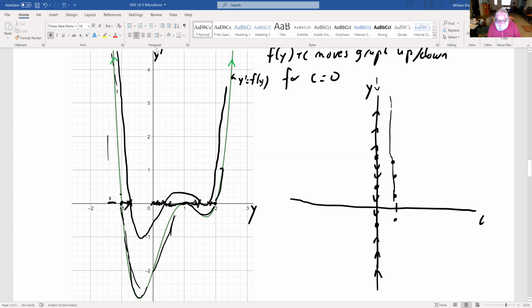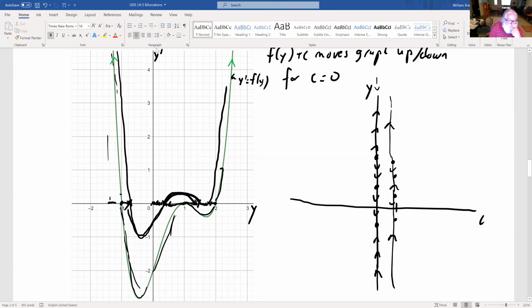There's my phase line up there, negative between those two, positive in here, negative down here, and then positive down here.